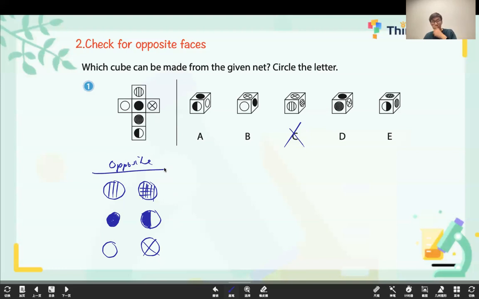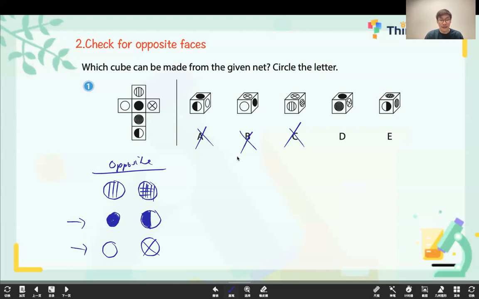Now let's have a look. Do any of these appear to be touching in the cubes which are given as answers? If we look at A, we have a half filled in and a fully filled in circle. And now I can see that these two faces are meant to be opposite. So that's incorrect, which means we can cancel out A. How about for B? We have a cross circle and a white circle. Again, these two faces are meant to be opposite, so we can cancel B out as well.